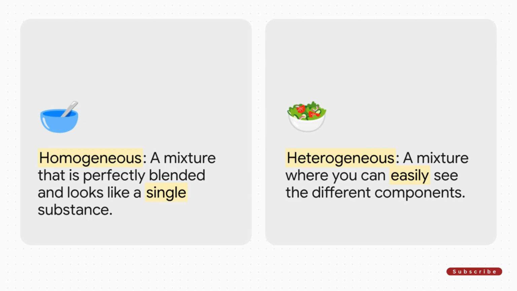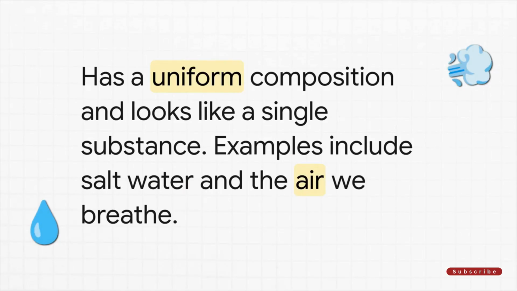It all depends on how well everything is mixed together. We call them homogeneous and heterogeneous. A homogeneous mixture is blended so perfectly that it looks like one single, uniform substance. You can't see the individual parts. Once you dissolve salt in water, it just looks like water, right? The air you're breathing right now is another perfect example. It's a mix of nitrogen, oxygen, and other gases, but it all looks like one clear, invisible thing.